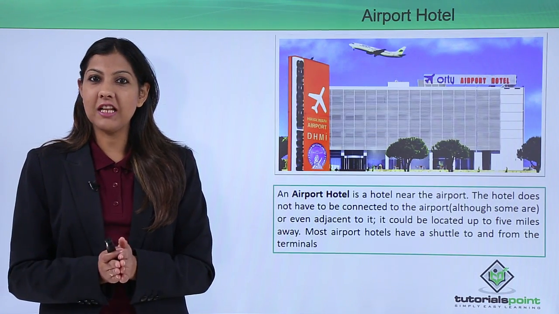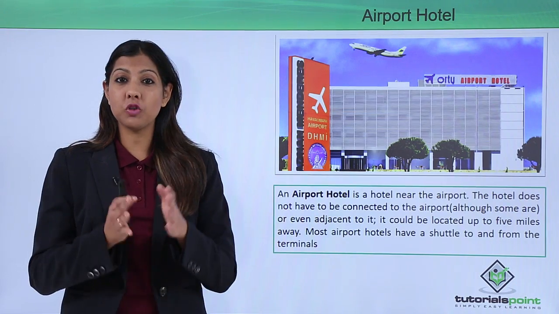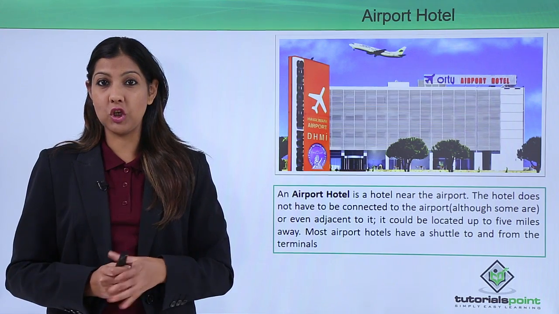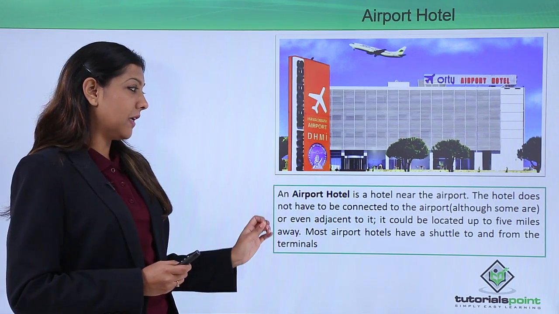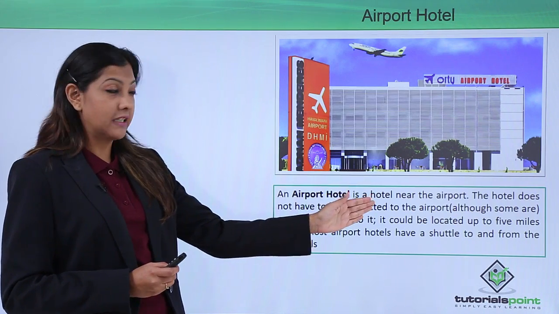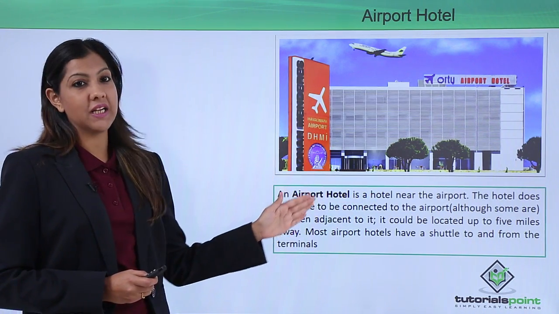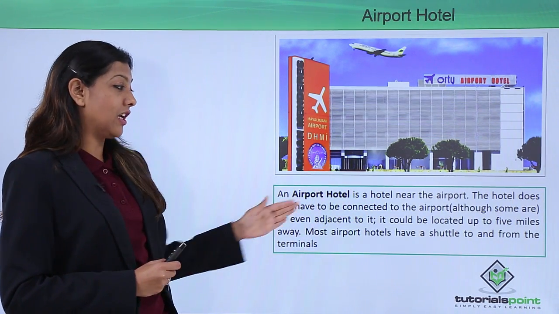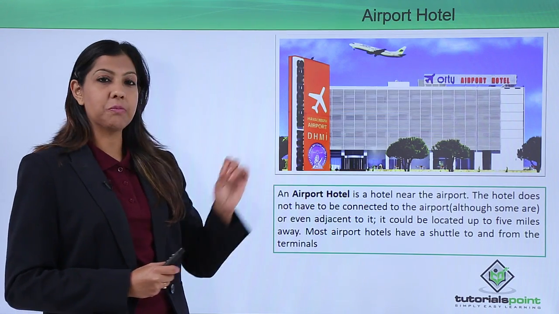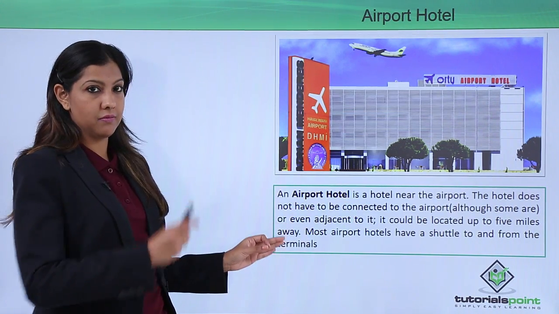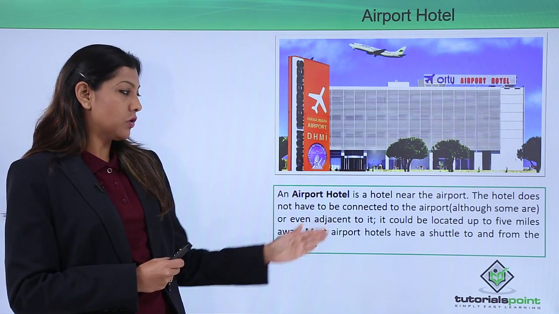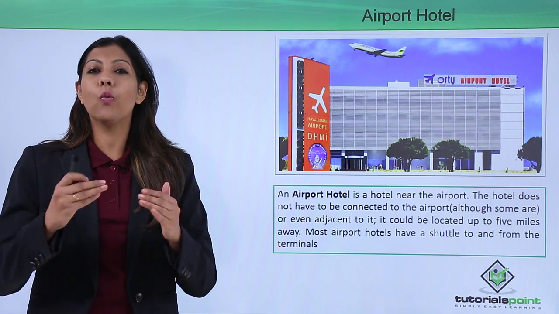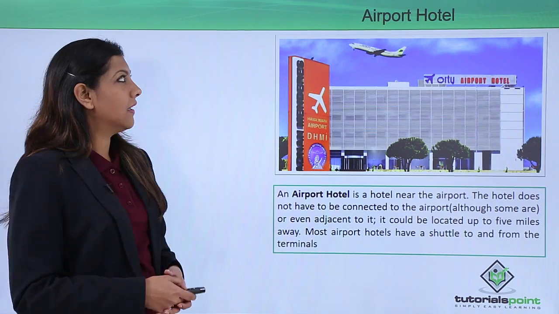Now, what is an airport hotel? As we had mentioned a little while back, an airport hotel is typically close to the airport. They might or might not be attached to that particular airport where they are located. The hotel does not have to be connected to the airport, although some of them are connected or even adjacent to it. It could be located up to 5 miles away from the airport. Most airport hotels will have a pickup and drop facility or a shuttle facility which takes a guest to the airport and back.